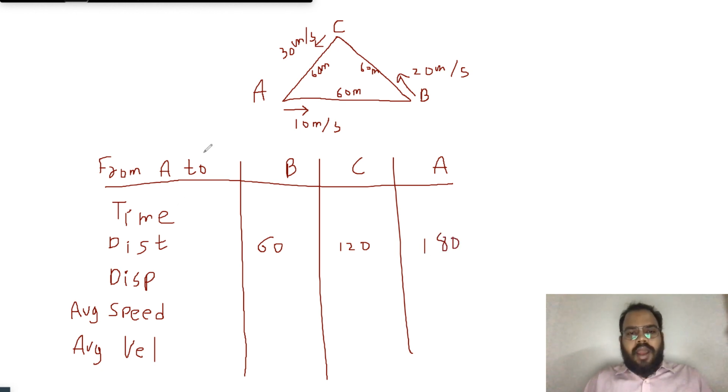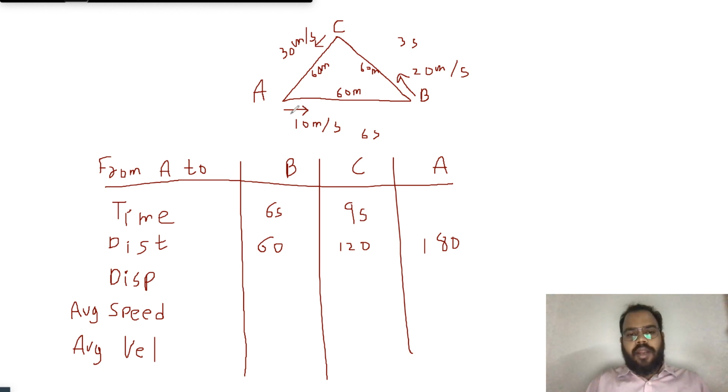Now for time, I know time is distance upon speed. So for A to B, the distance is 60 divided by speed 10, so my time will be 6 seconds. Now from point A to C I have to add the time of A to B and then B to C. A to B is 6 seconds. Then from B to C it will be 60 upon 20, that is 3 seconds. So for A to C my total time will be 6 plus 3, that is 9 seconds.